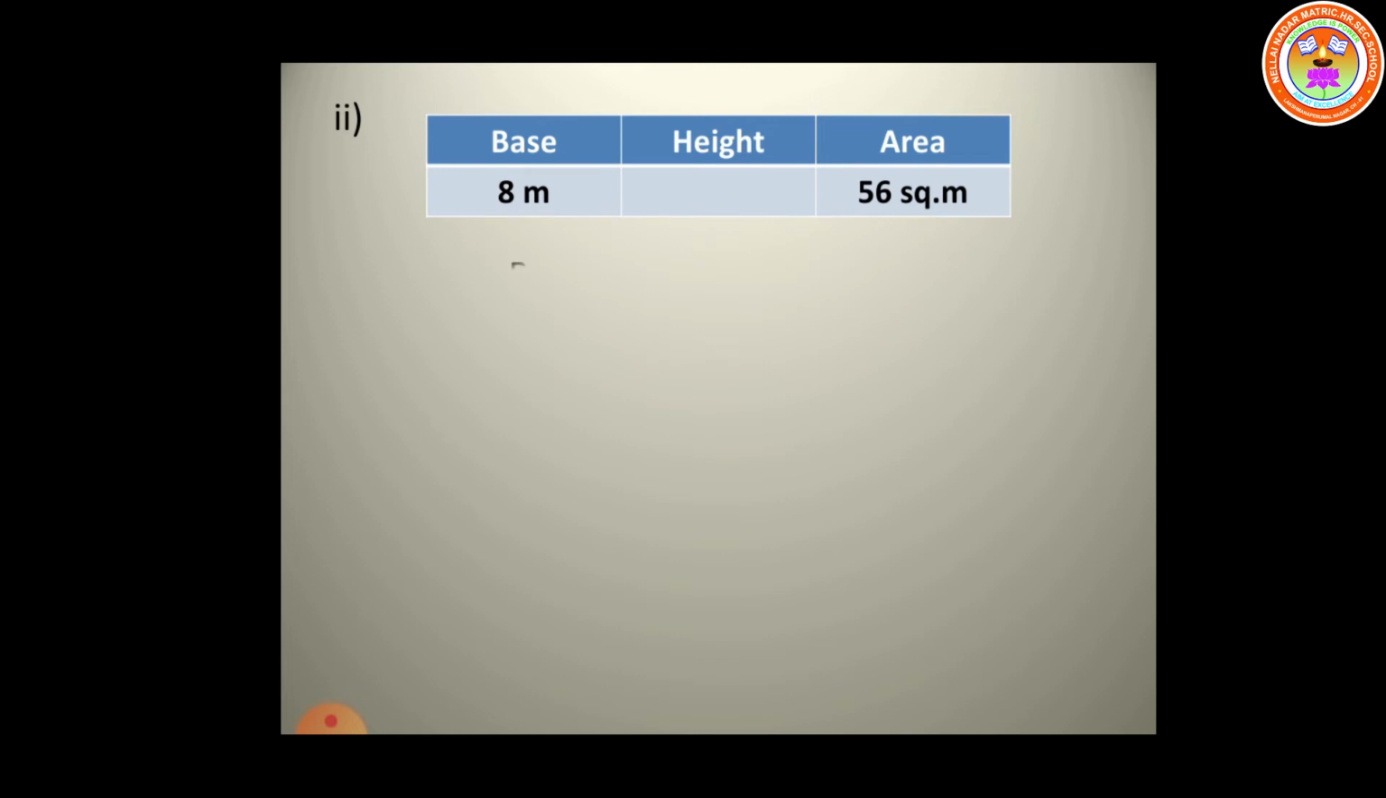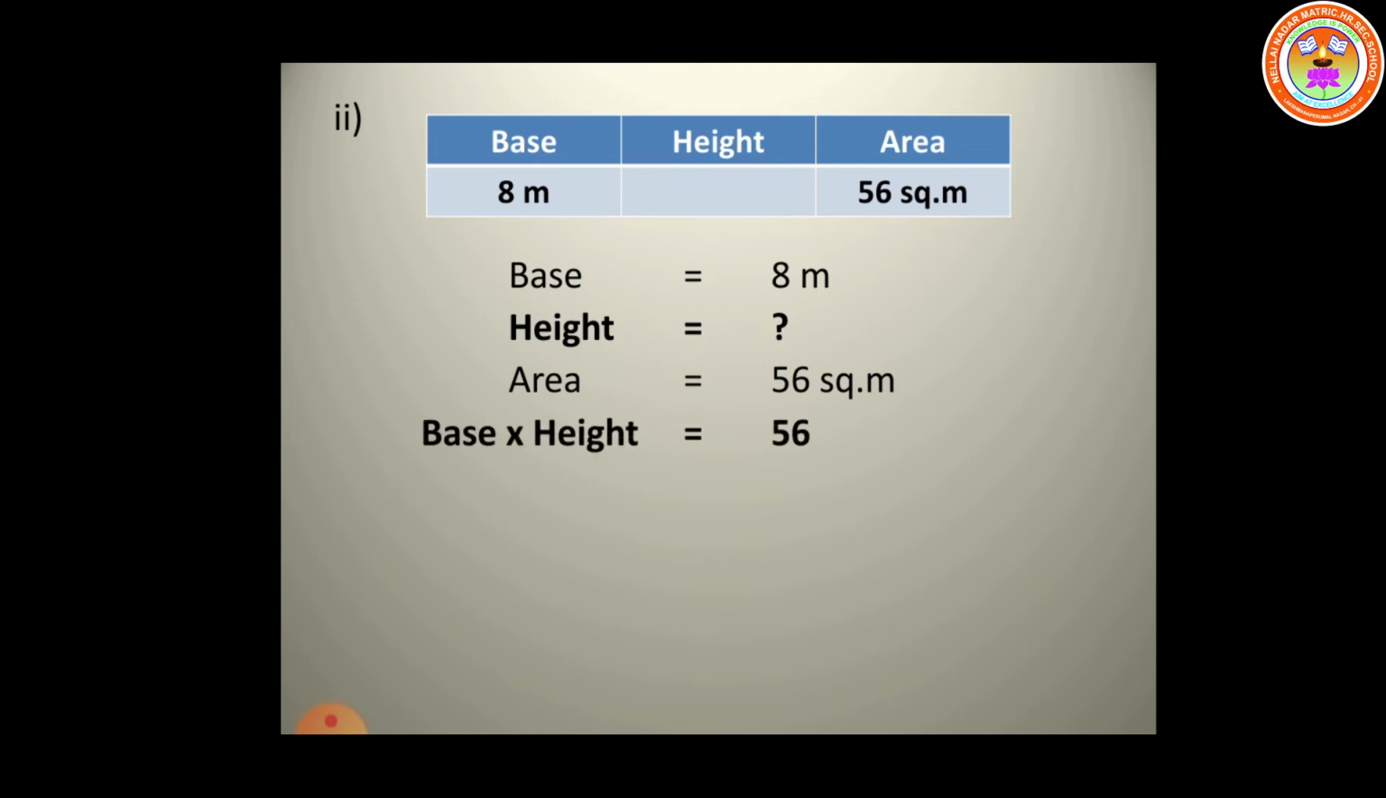Let us move to the next subdivision. Base 8 meter. Height missing. We want to find area 56 square meter. What is the formula for area of a parallelogram? Base into height. In place of area we can write base into height equal to given 56. Substitute the known value base. 8 into height equal to 56.